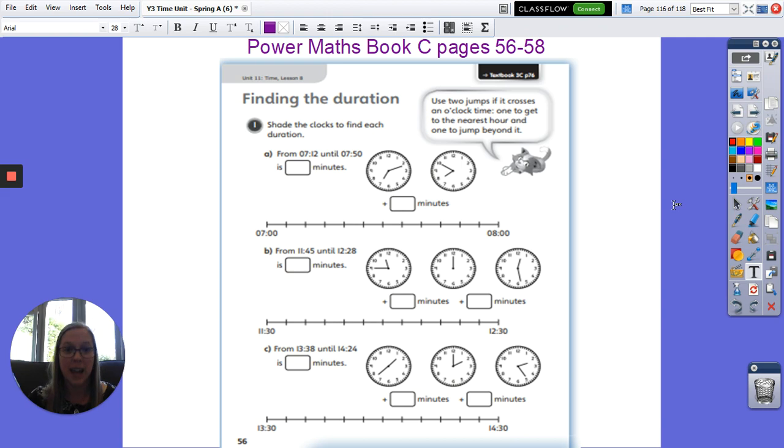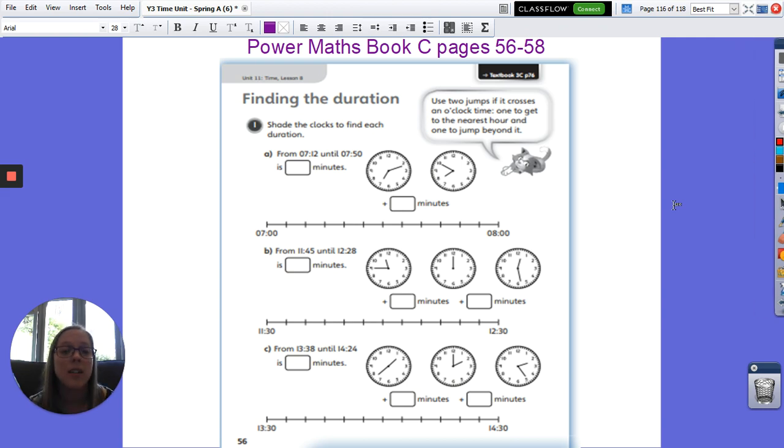Okay, so today you're going to need your Power Maths books. So I'd like you to get Power Maths book C. Remember, our Telling the Time work is in book C, which is different to the Power Maths book that you use with Miss Crouch, okay? Pages 56, 57 and 58. So here's what I'm going to do. I'm going to talk you through each page. What you might want to do is listen to my instruction for that page and then pause while you complete that page and then play the instructions for the next page. That would make more sense to me.